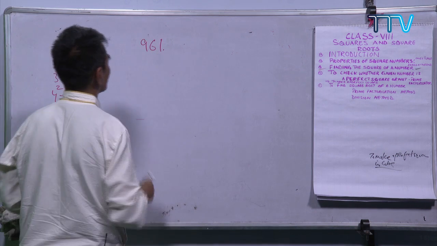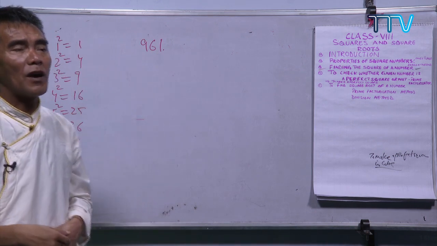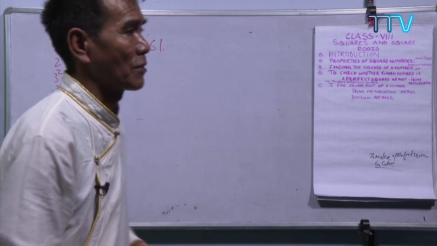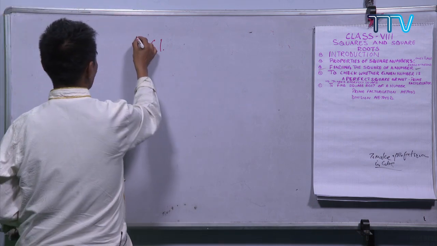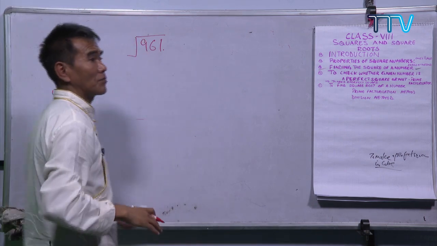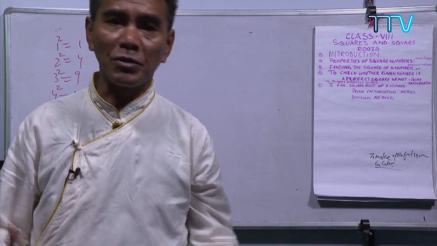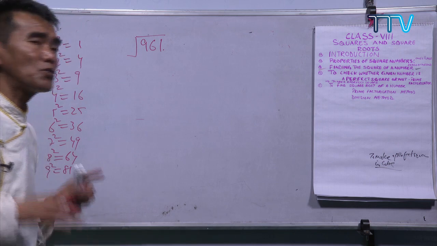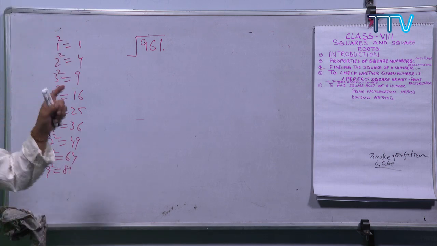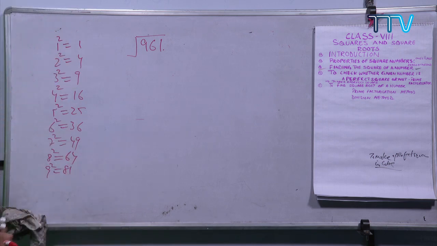961. If you are asked to find the square root of 961, you can use the prime factor method or the long division method. But this shortcut method gives the answer quickly, right? Okay.